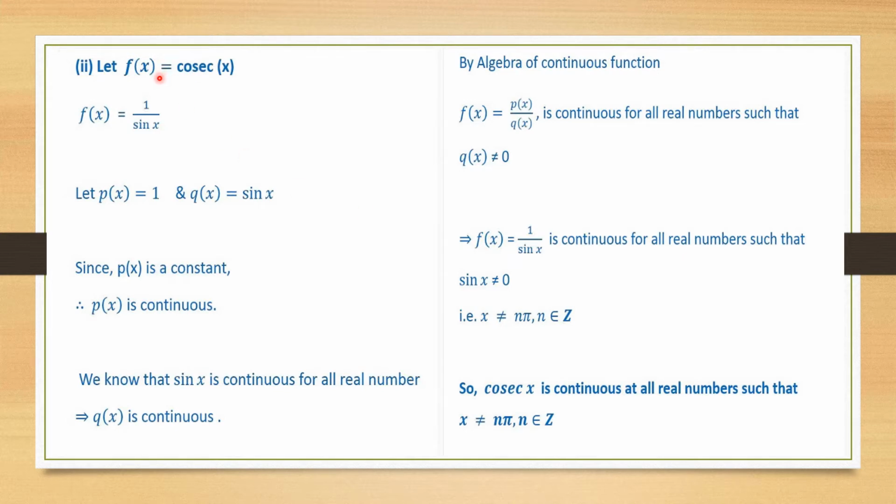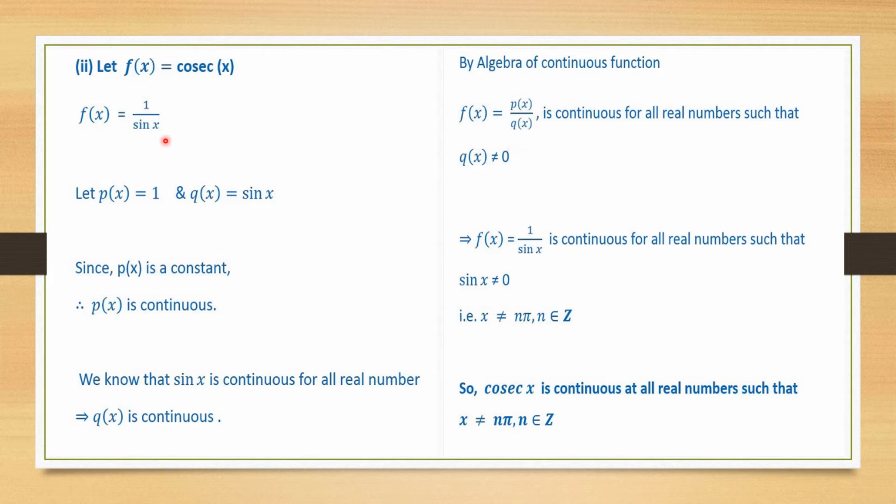Again, cosecant x is 1 upon sin x. Let us see it with the numerator as p(x) equal to 1 and q(x) as sin x. Now 1 is a constant function which is always continuous. Sin x, you know, is always continuous for all real numbers. So by algebra of continuous functions, f(x) equal to p(x) upon q(x) is also continuous for all real numbers, but q(x) should not be equal to 0.